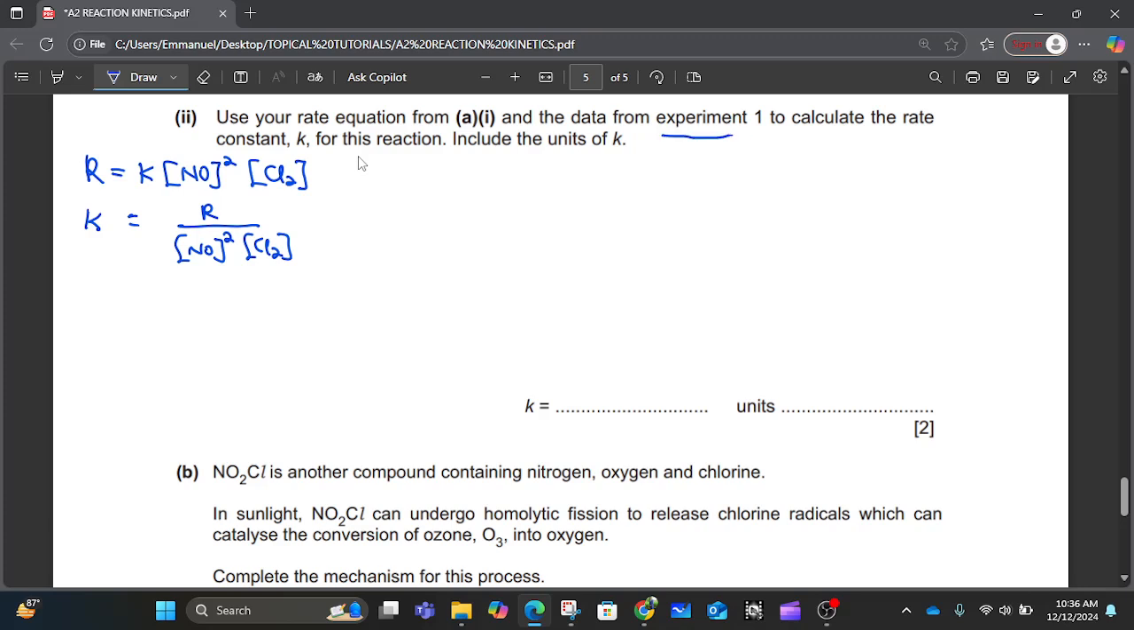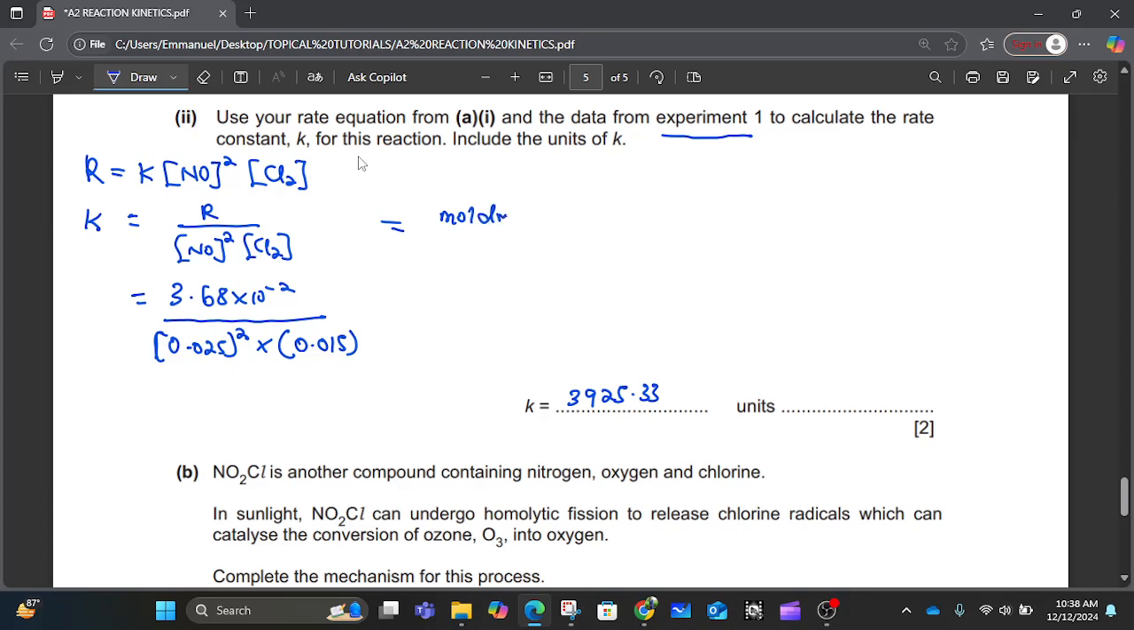From experiment 1, the rate is 3.68 times 10 exponent negative 2, divided by the concentration of NO, which is 0.025 exponent 2, times the concentration of Cl2, which is 0.015. So it means that K is equal to 3925.33. And for the units, we saw that the rate was in mole per decimeter cube per minute.